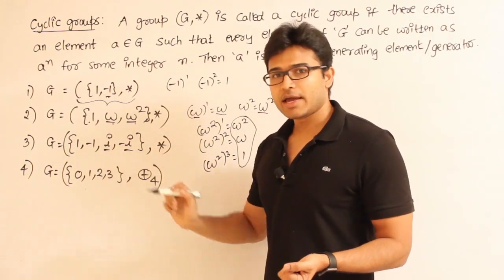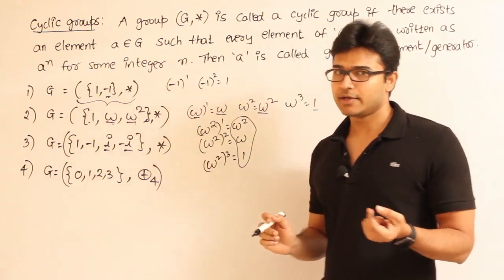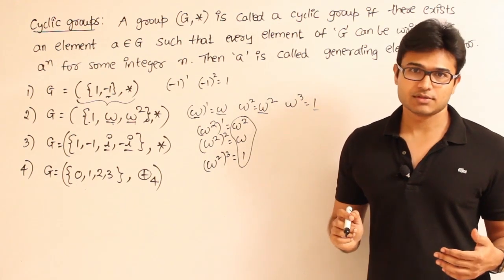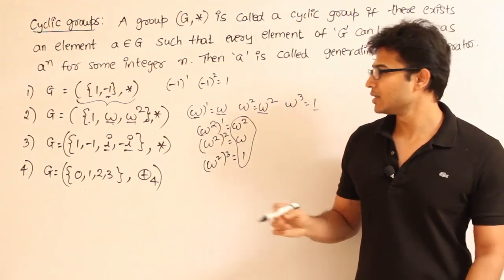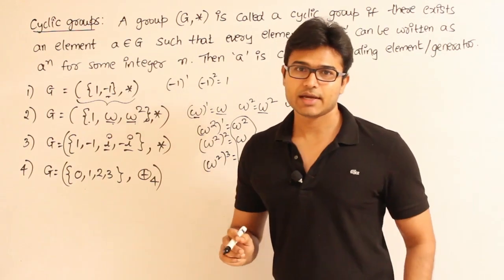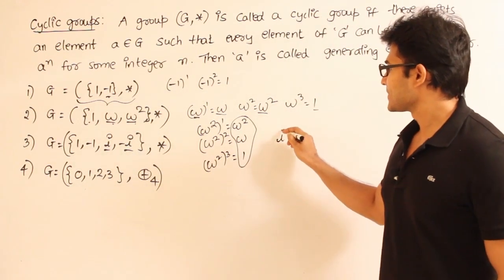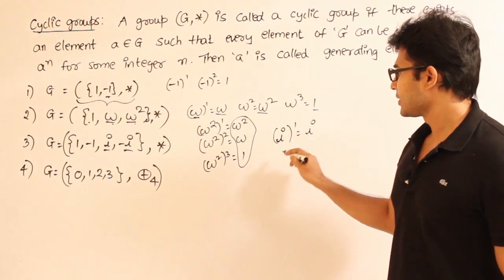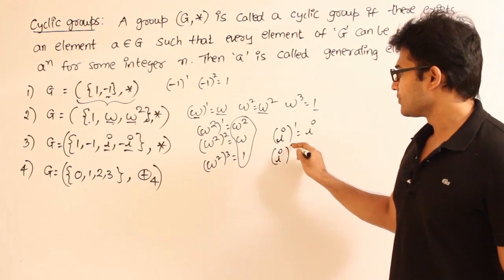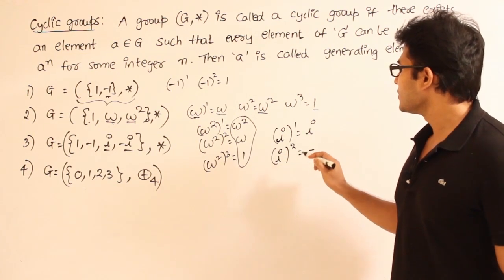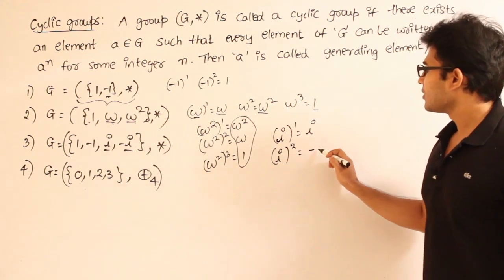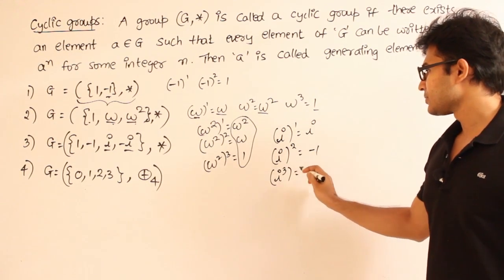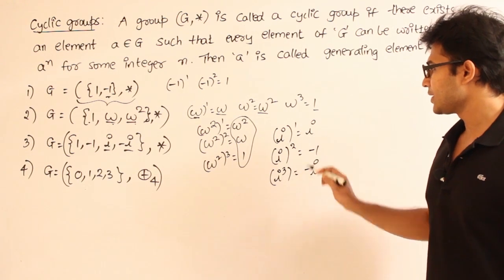This is a group, and now you can take one element and generate all the other elements, but it is not always possible. In some examples it is possible, so here it is possible. If you take i, i power 1 is going to be i, and i power 2 is going to be minus 1. If you take i power 3, it is going to be minus i.